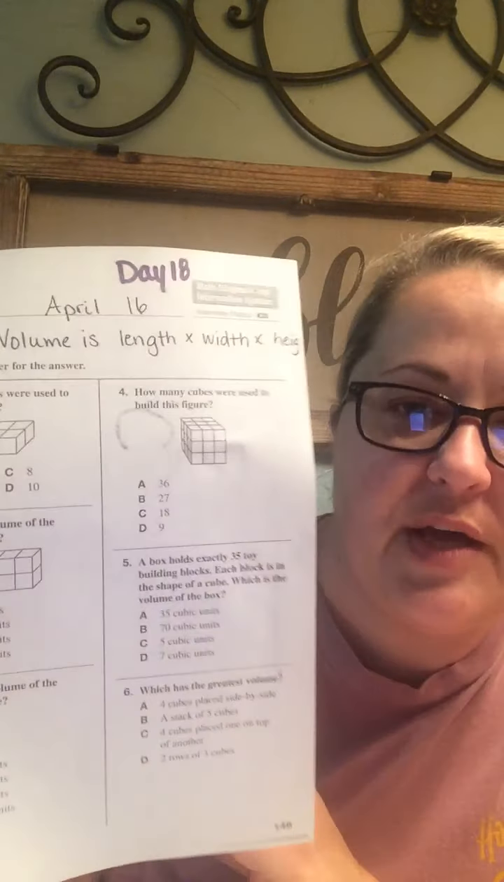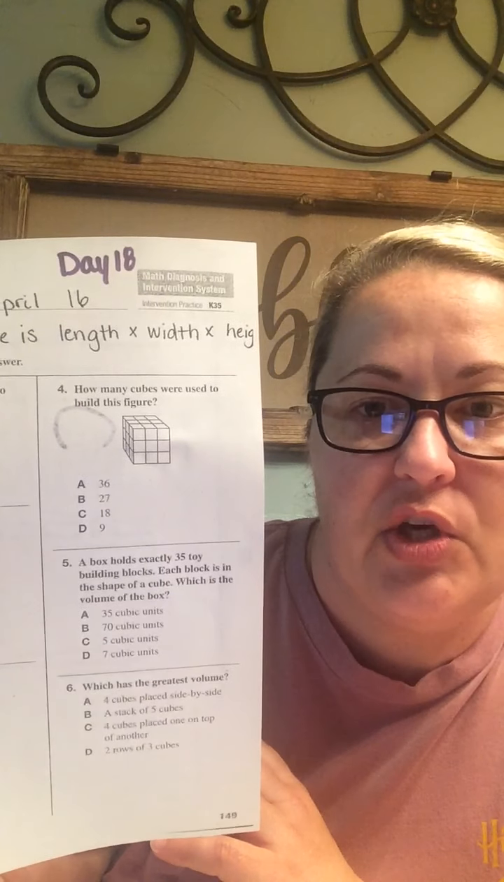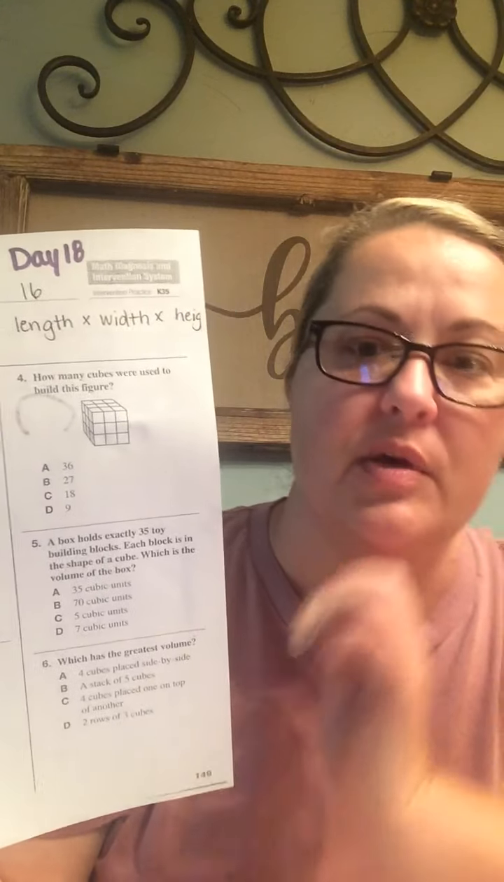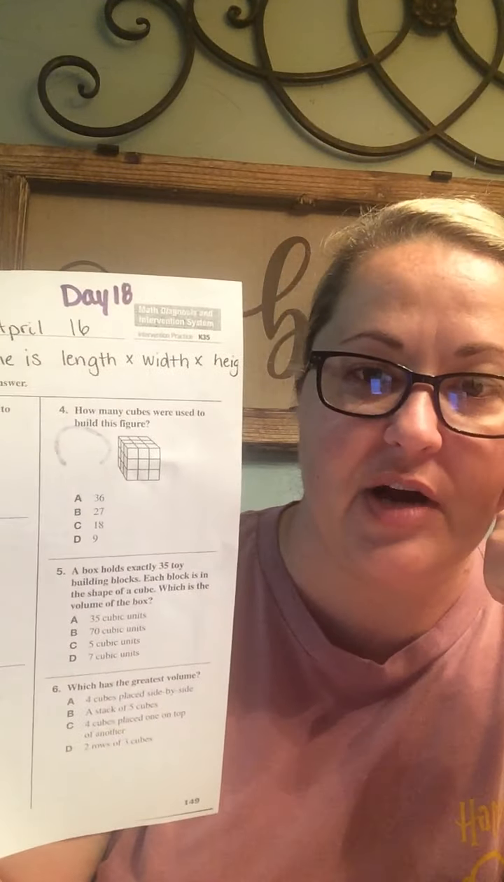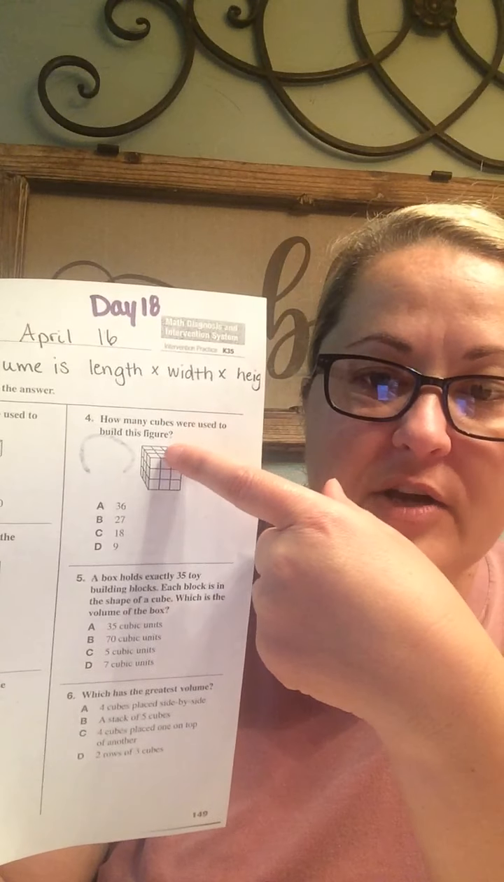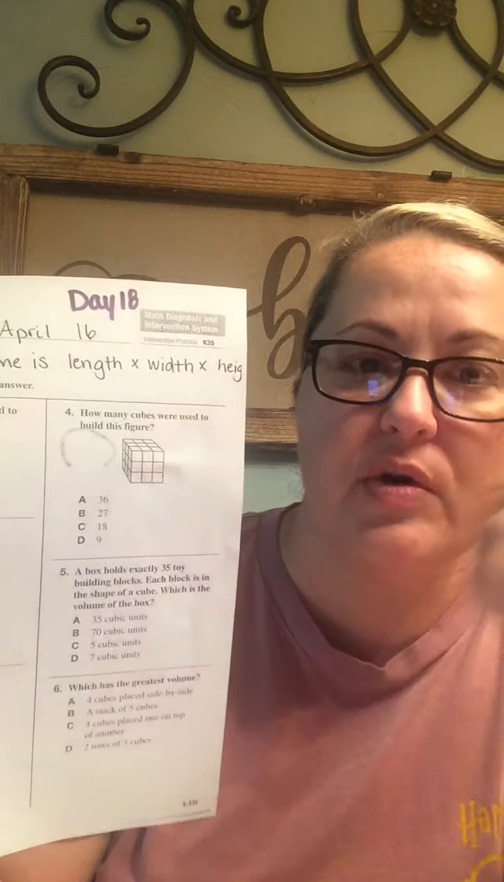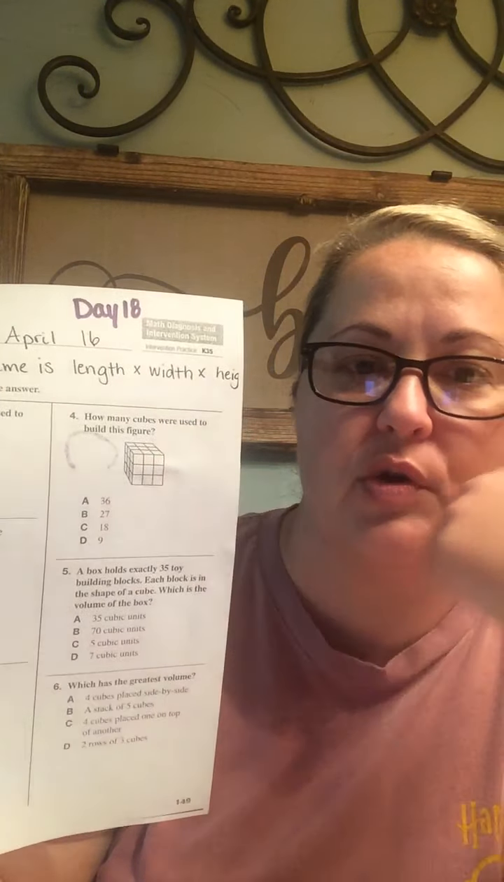When we come over here, it says how many cubes were used to build the figure. It's the same thing. It's just volume. You could do length times width times height to figure it out. You could count the squares that are on the top, and then you say, okay, there's 1, 2, 3 layers. So whatever amount of squares are on the top, there's 3 of those.